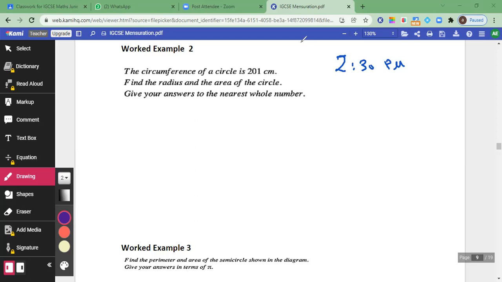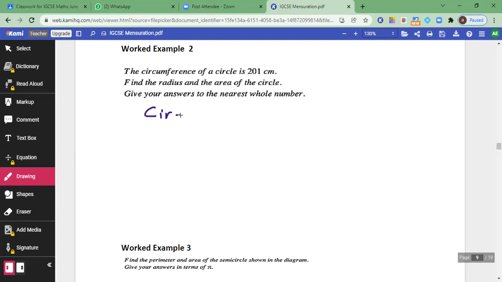The circumference of a circle is 201 centimeters. Find the radius and the area of the circle. From where should I start? From the word circumference. Write the formula of the circumference. Circumference equals 2 pi r.